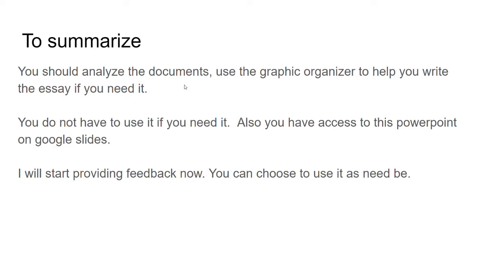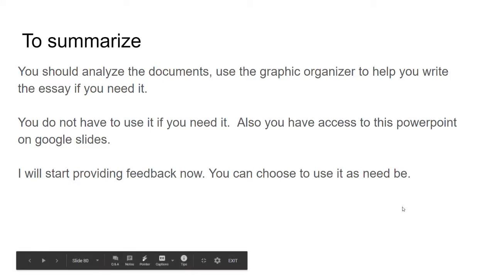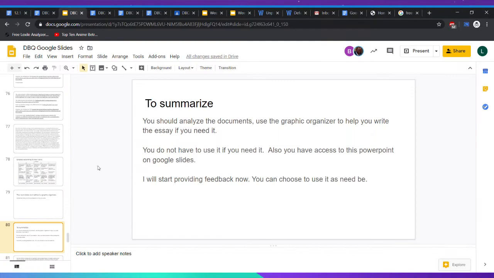So, to summarize, analyze a document. You should have done that in part 2. Use the graphic organizer to help you write the essay if you need it, and you do not have to use it if you don't need it. Also, you have access to this PowerPoint on Google Slides, and I will start providing feedback now, and you can choose to use it as need be.